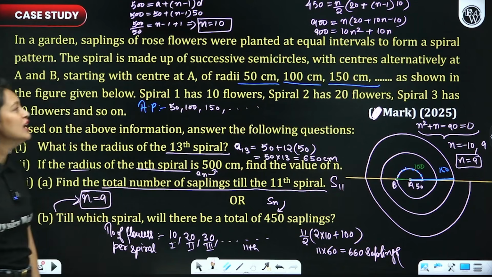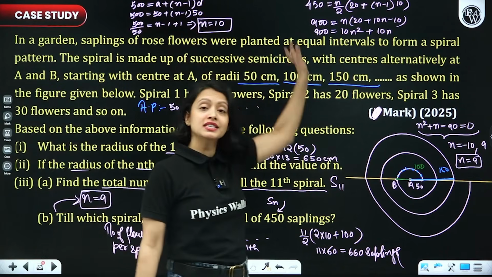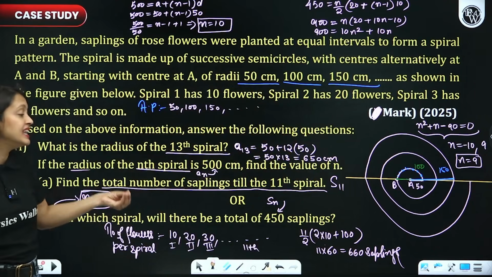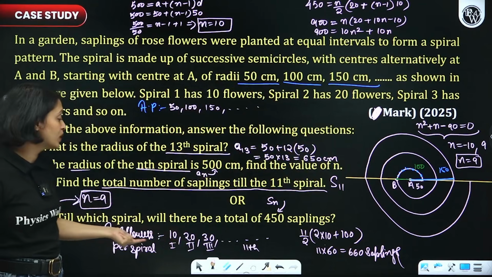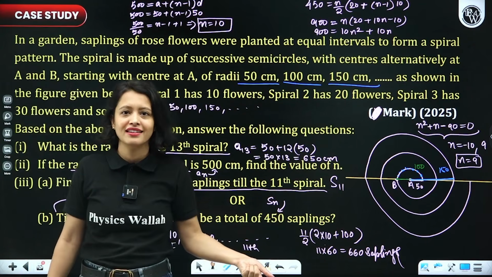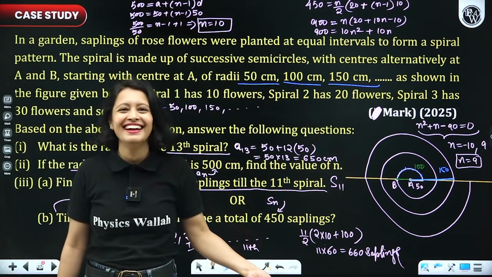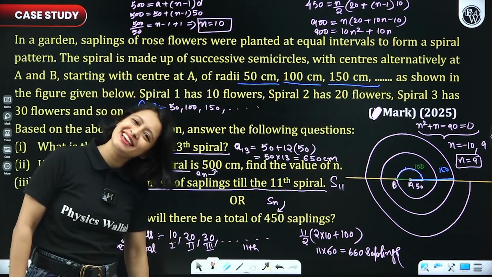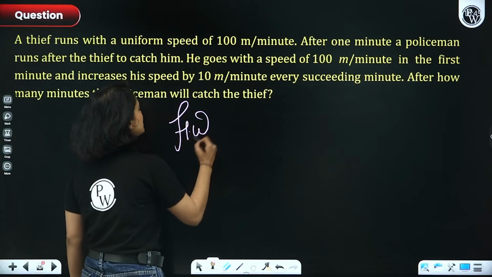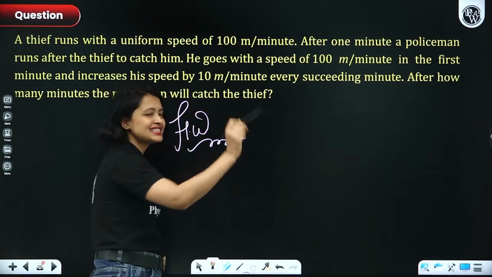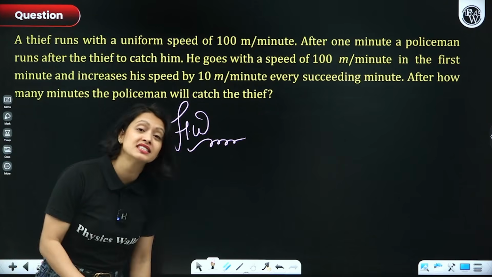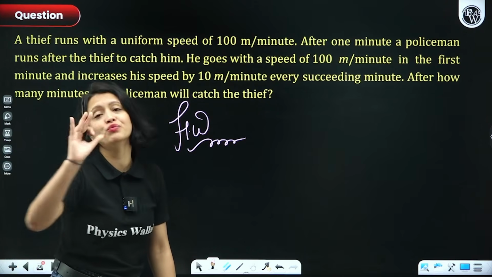Got it? Understood? So see, the case study looked so difficult, right? But I think the first two parts were the easiest, and even the last two parts, once you understand what AP they are talking about and what you have to find, there was nothing, literally nothing. Right? So I think this was pretty simple, pretty basic, everyone. So yes, this question here is homework, everyone. Make sure that you practice as many word problems as you can, because it's important, guys. A lot of people do get stuck in making the AP for word problems.